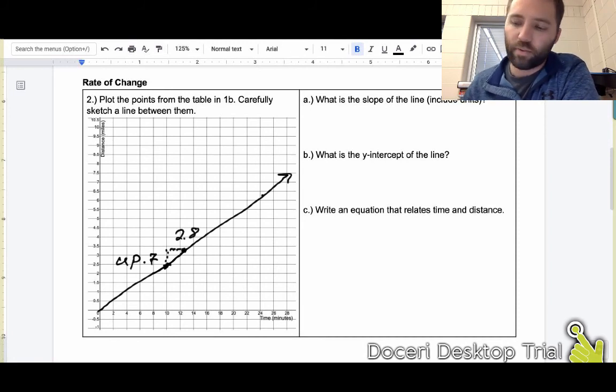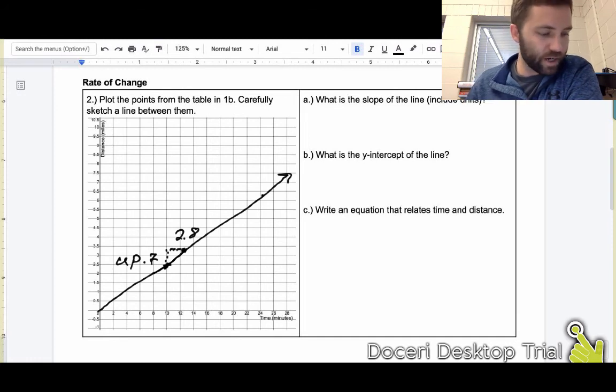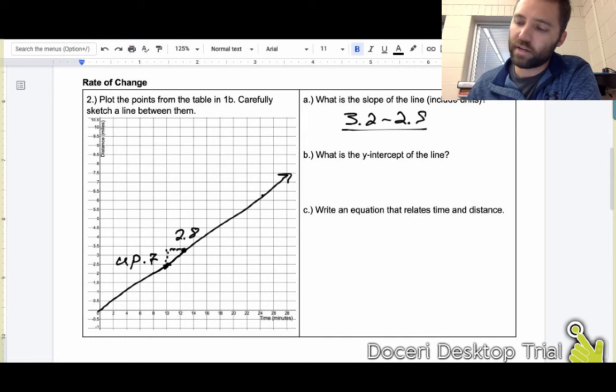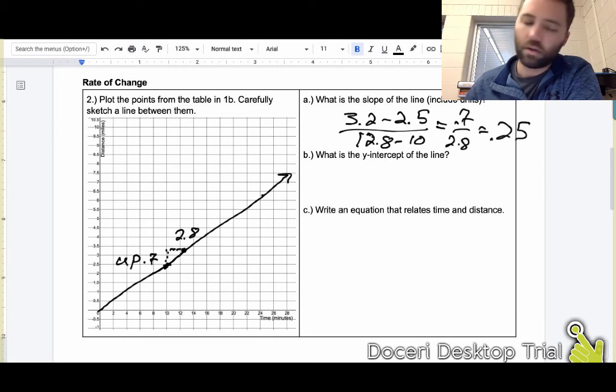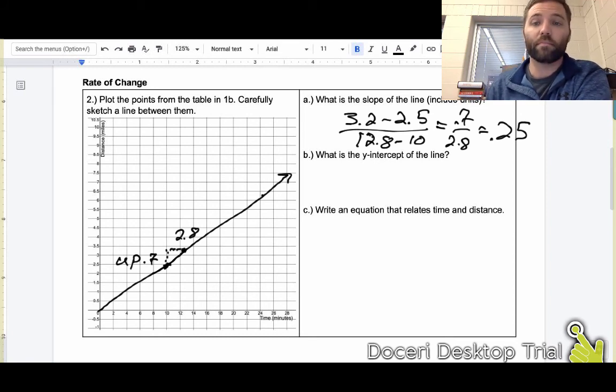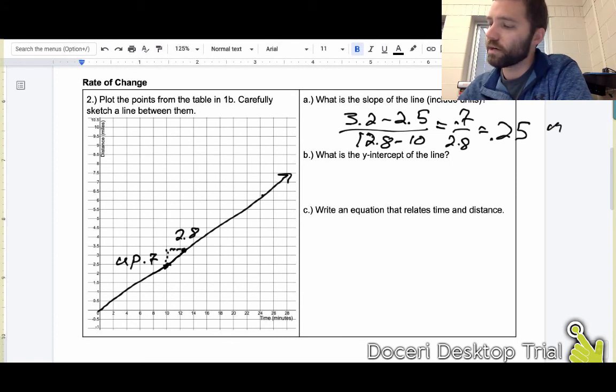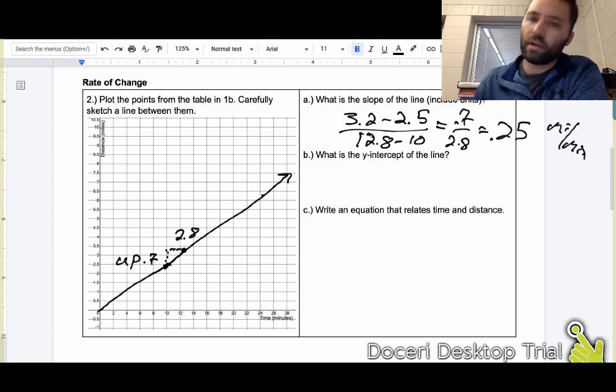Okay, so what is the slope? Well, it's 0.7 divided by 2.8. Now you can get that another way as well, but sometimes counting is the easiest. You could have done this: 3.2 minus 2.5 divided by 12.8 minus 10, and that would equal 0.7 over 2.8, and that gives you 0.25 or 1/4. So it's 0.25 miles per minute. Okay. And so you've got that.